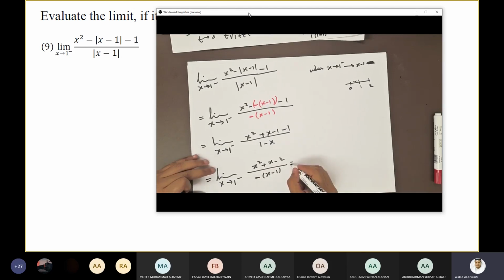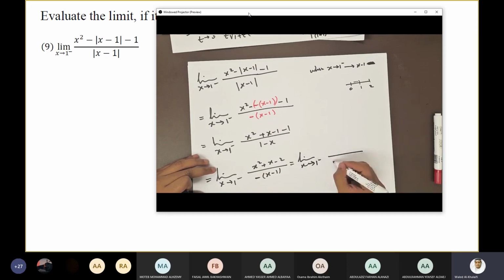Why did I think of this? Because I'm expecting this will be factorized and it will cancel with this one. So that's why I returned to this. So here x squared plus x minus 2, as you know, is x minus 1 times x plus 2. And this will cancel with this one.